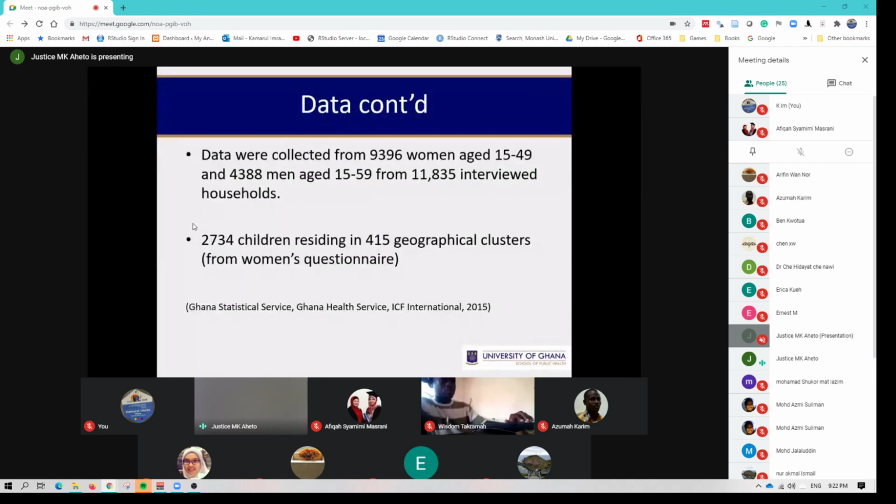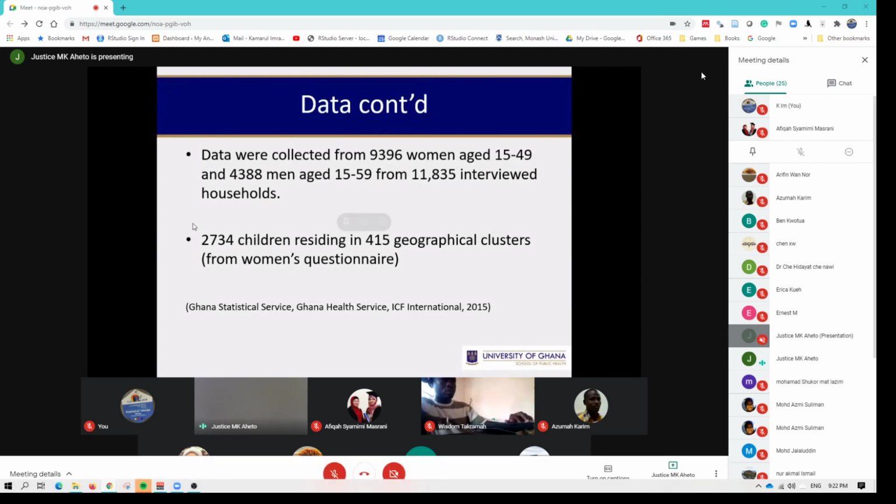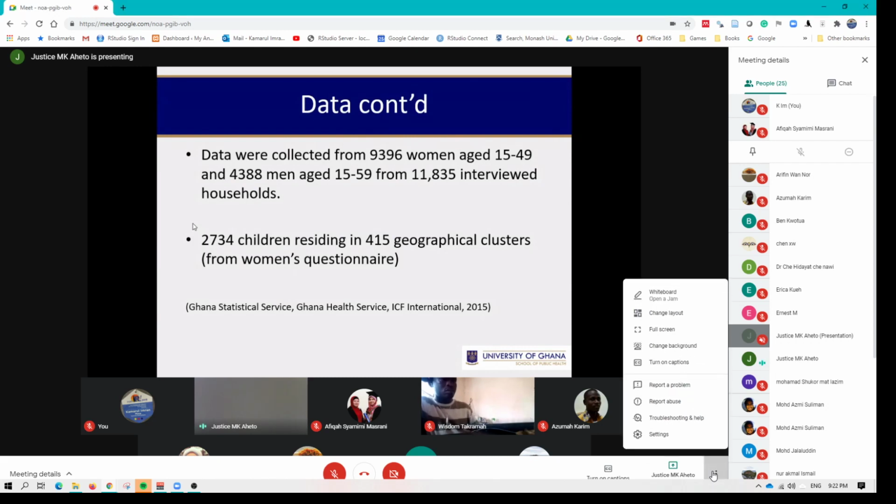Now, the data that I'm currently using: during the survey, information was collected on 9,099 women aged 15 to 49 and 4,388 men aged 15 to 59 from 11,835 interviewed households. The women's questionnaire contains information on children. So based on that, you can extract information on children from the women's questionnaire. For this study, we extracted information on 2,734 children residing in 415 geographical clusters from the women's questionnaire as indicated.